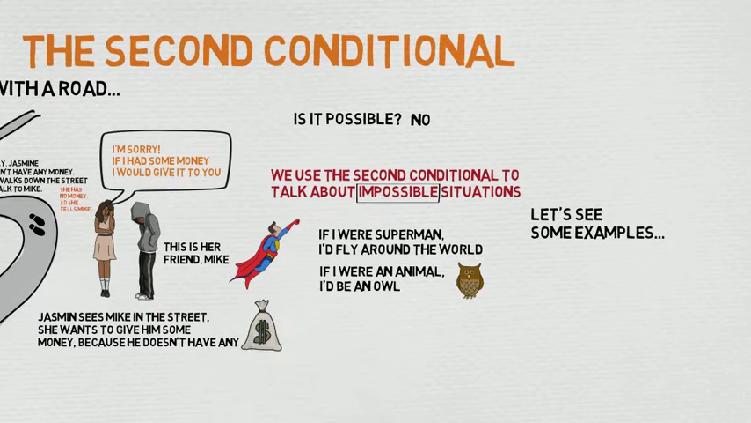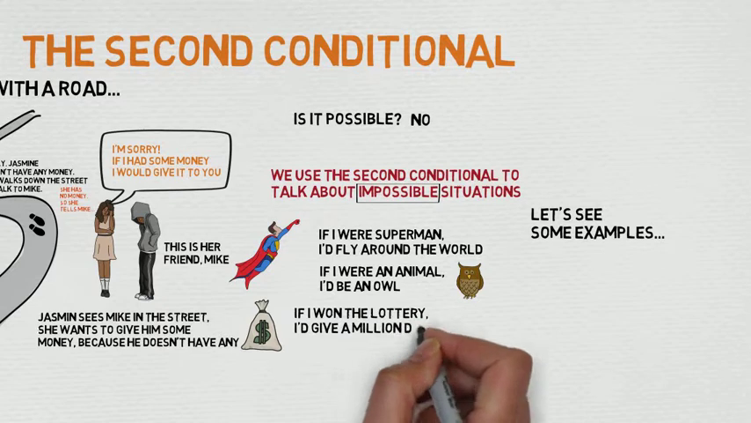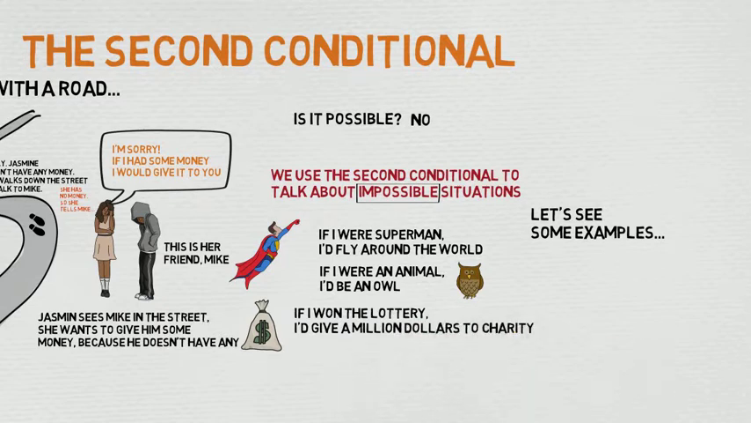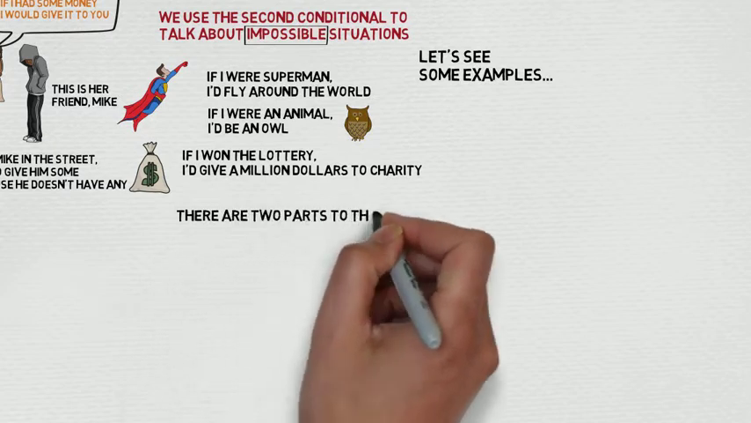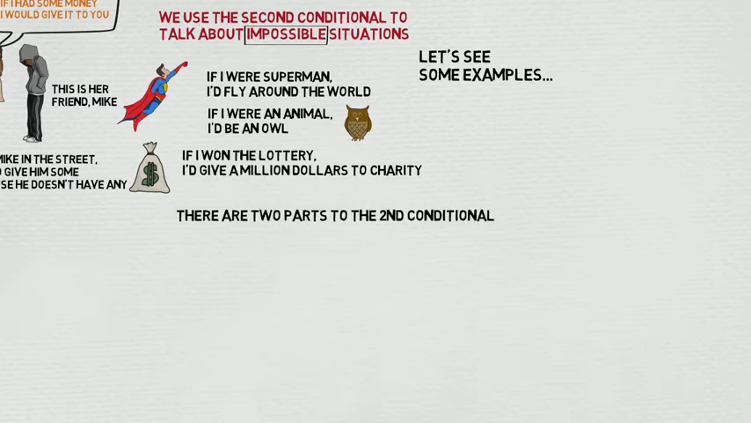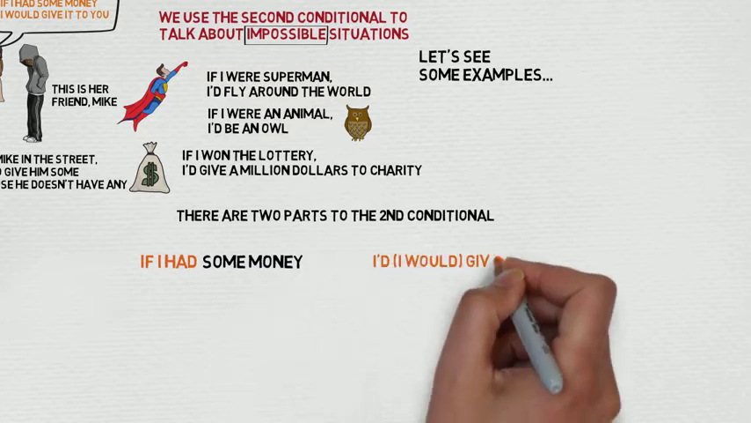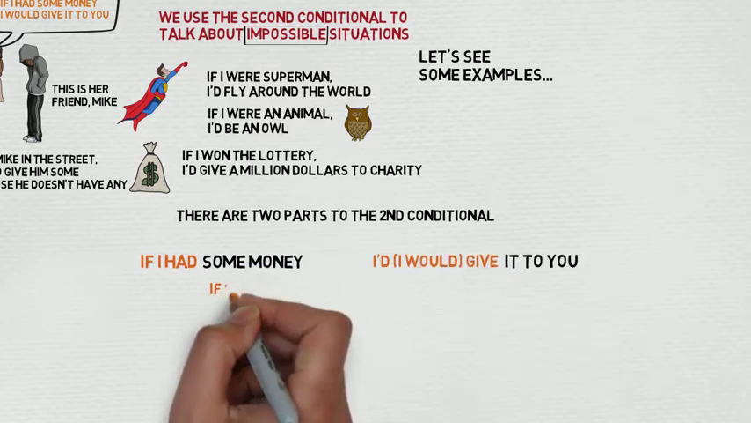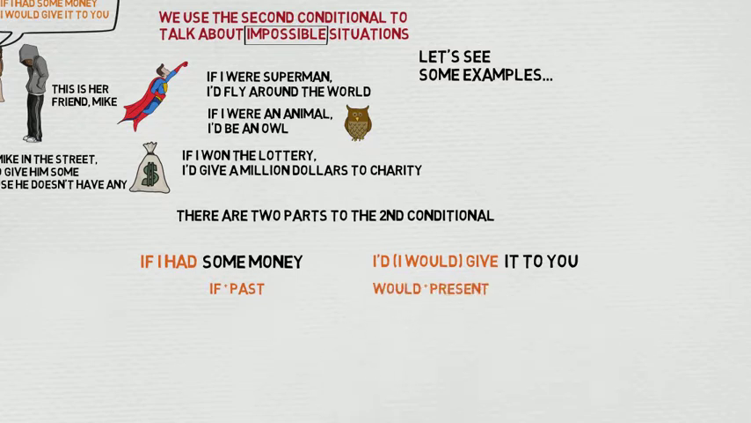And money. If I won the lottery, I'd give $1 million to charity, but it's not likely that I'm going to win the lottery, unfortunately. So like the first conditional, there are two parts to the second conditional. There's the if I had some money, I would give it to you. So if plus past and would plus present.